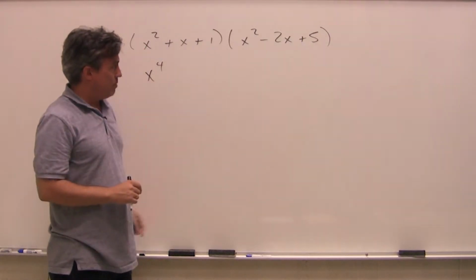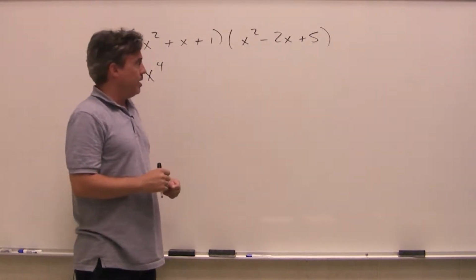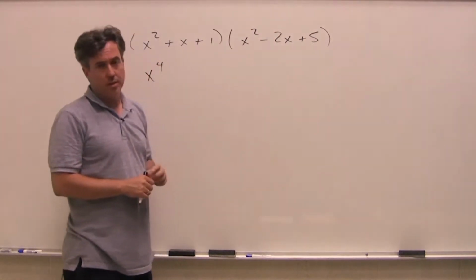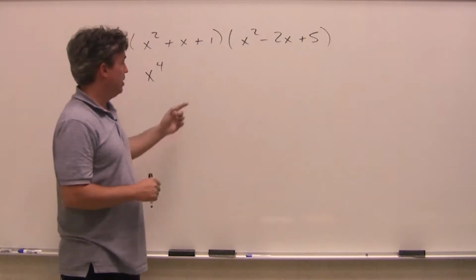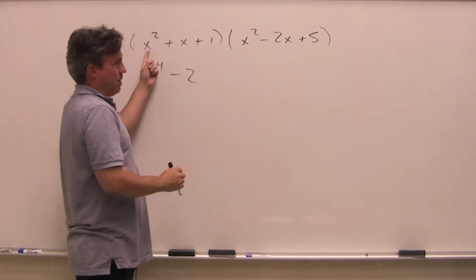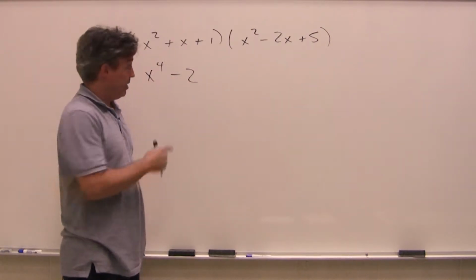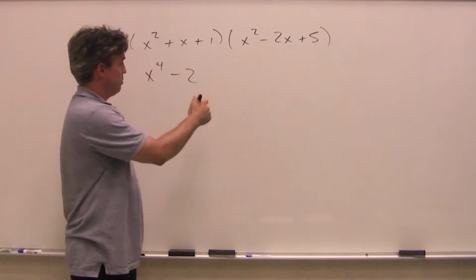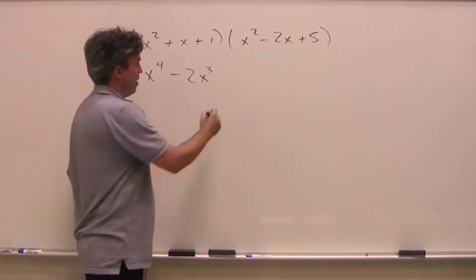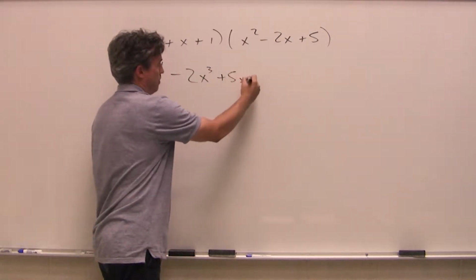And x squared times minus 2x, well, a good idea is to first of all figure out the overall coefficient of the product you've just determined. So negative 2 is the coefficient, and then I determine how many x's are being multiplied together, and there's 3 of them, so x times x, abbreviated as x cubed. X squared times 5, 5x squared.